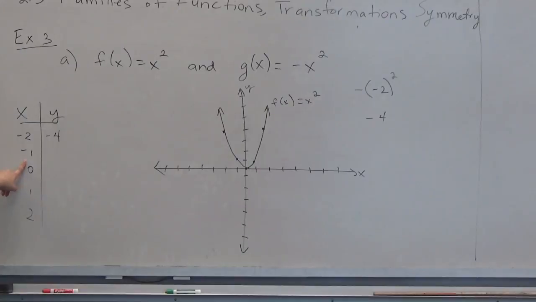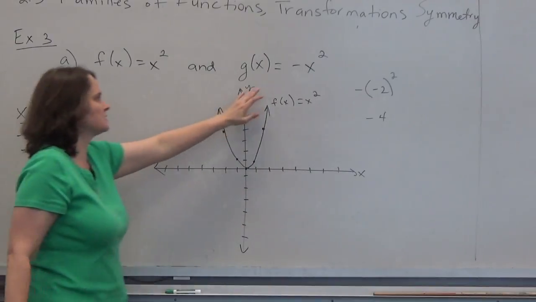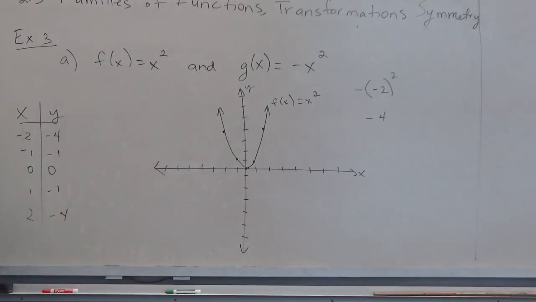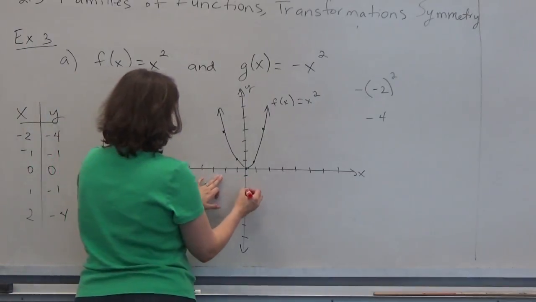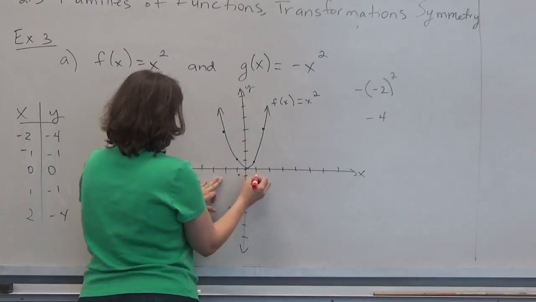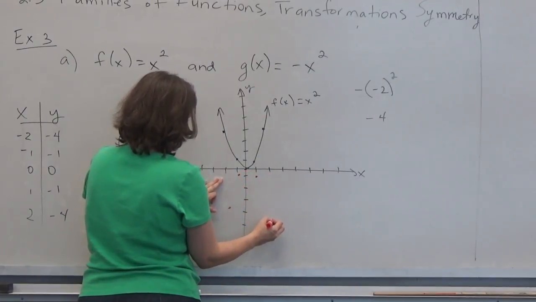Putting negative 1 in for x, the same similar thing is going to happen. You're going to get a negative 1 back. Putting in 0, you'll have 0. If you put in 1, square that, you get 1, but you still have that negative that sits in the front. So you'll have a negative 1 and a negative 4. What is that going to do to our parabola? We've got negative 2, negative 4. Negative 1, negative 1, 0, 0, 1, negative 1, and 2, negative 4.